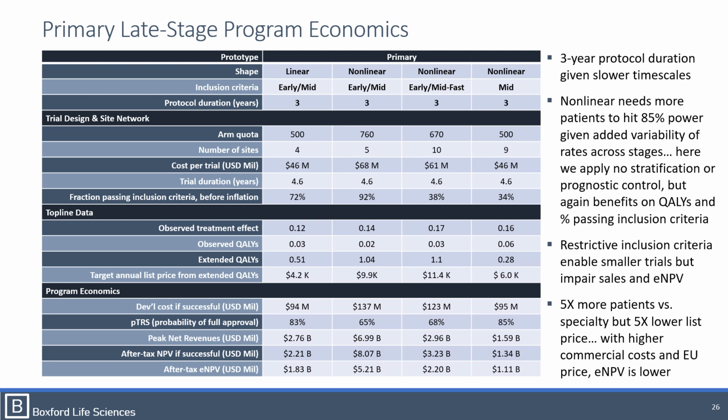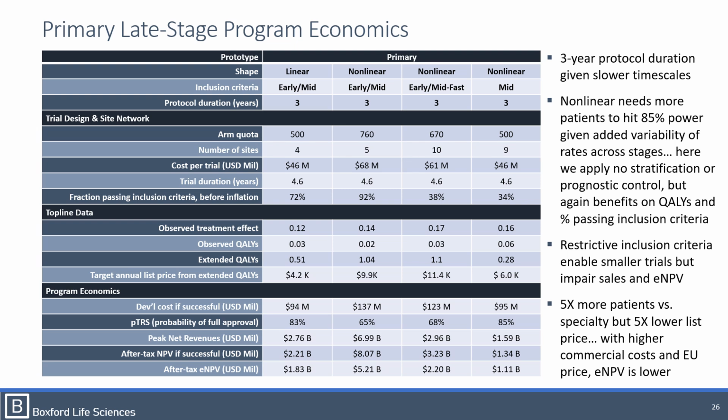If we move to primary disease, we see very similar types of dynamics. Now, we always look at the 3-year protocol duration because we have such a longer time scale in here. And what we find economically is we do have 5 times more patients, but the list price is also 5 times lower relative to specialty. So we see kind of similar ranges for things like net revenues.